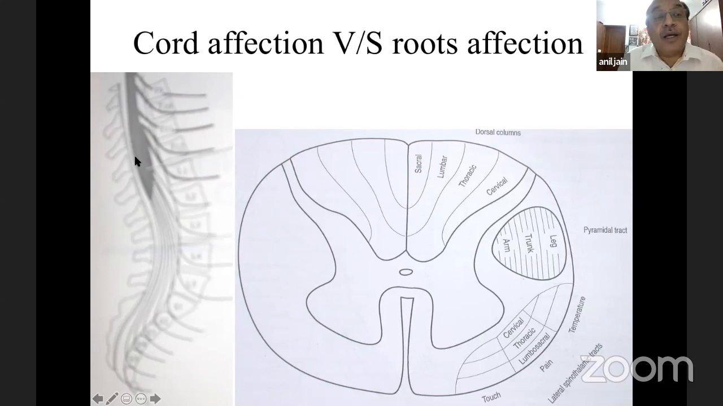Now for the cord, we need to understand the anatomy, the histological structure of the cord: gray matter, white matter anteriorly. That's how the tracts, motor tracts and sensory tracts, then further motor tracts. These are the posterior column tracts. So you need to know the mental picture, so that you can elicit which part of the spinal cord is compressed.